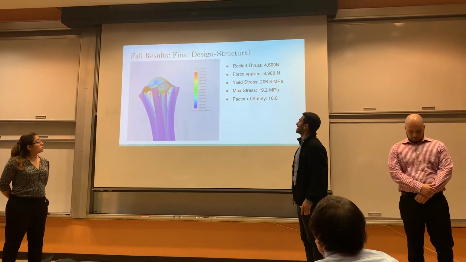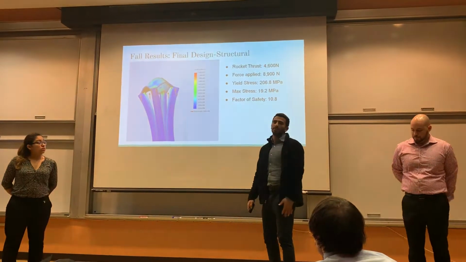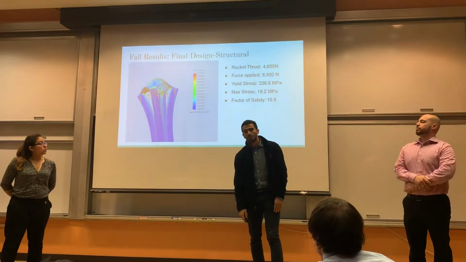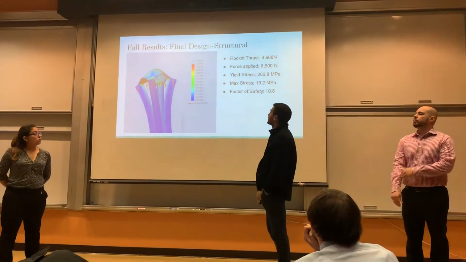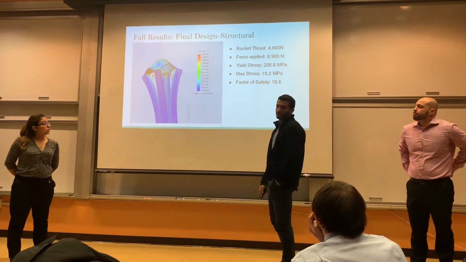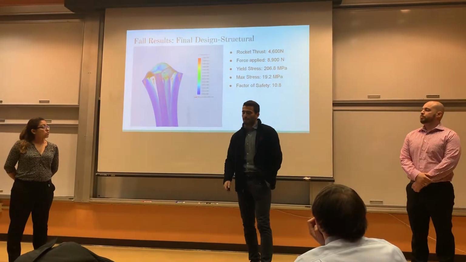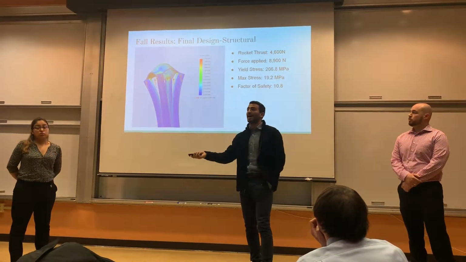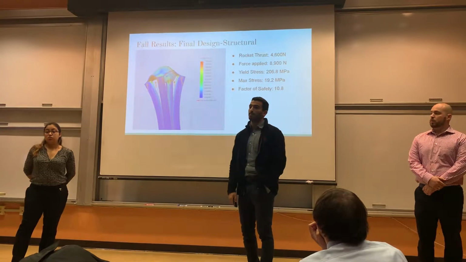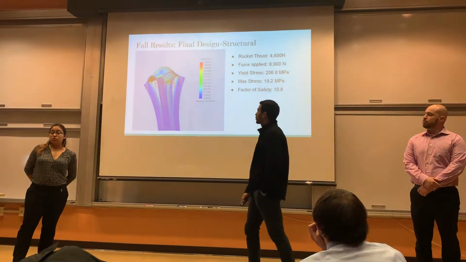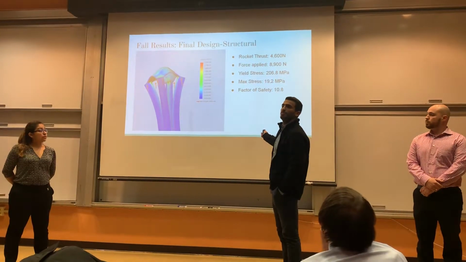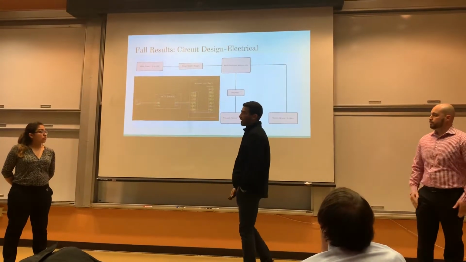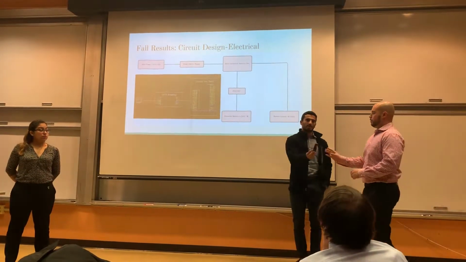And then the FE analysis. The rocket was looking to be 4,600 newtons. We almost double that for our analysis, making it 8,900 newtons. And with that, it's still a very high factor of safety, 10.83. So 304 stainless steel looks to be very reliable. And then Mason's gonna go over our schematic of the circuit.